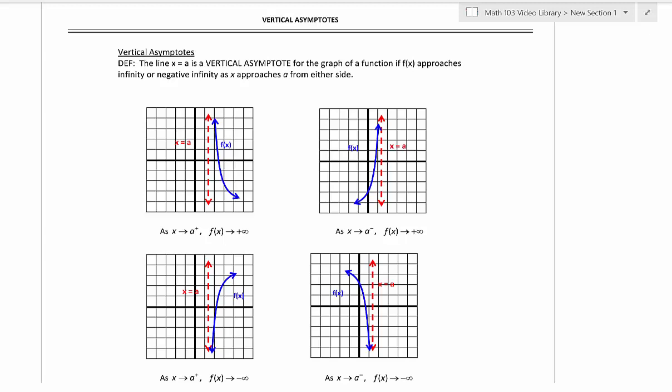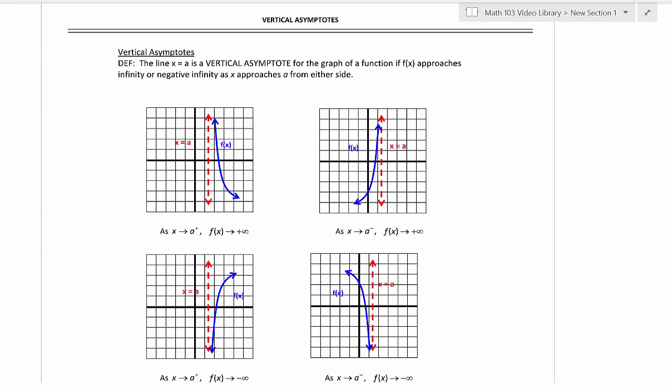This video discusses vertical asymptotes. The line x equals a is a vertical asymptote for the graph of a function if f of x approaches infinity or negative infinity as x approaches a from either side.